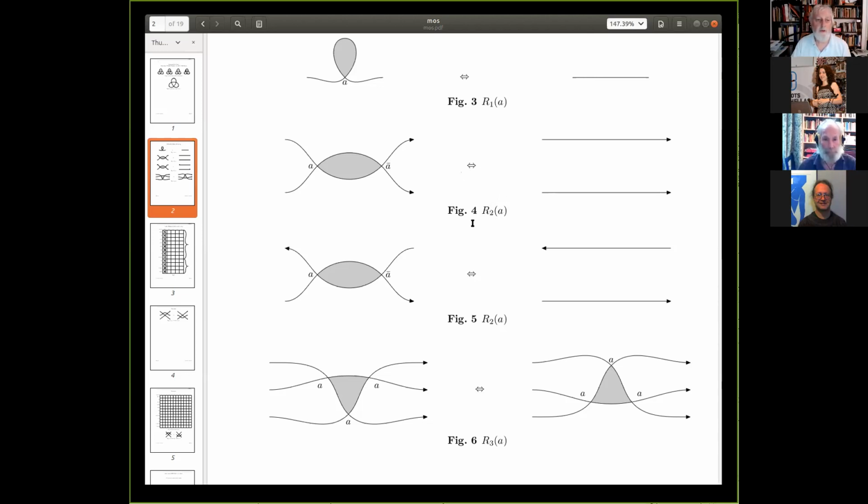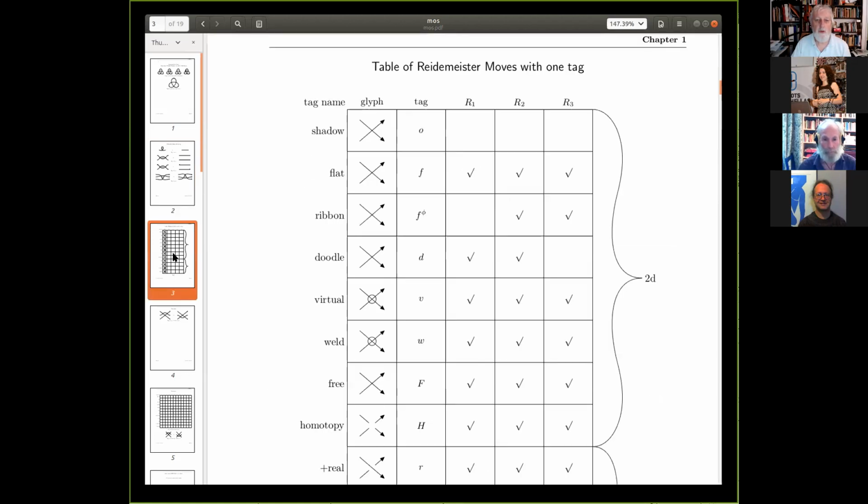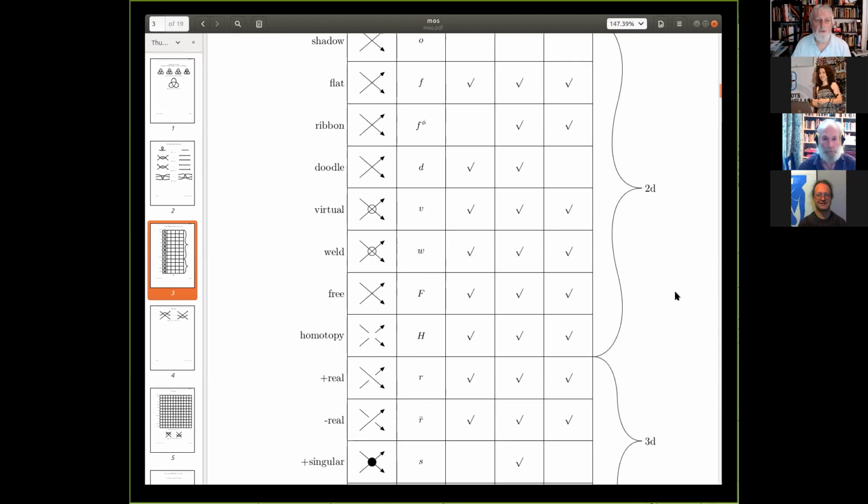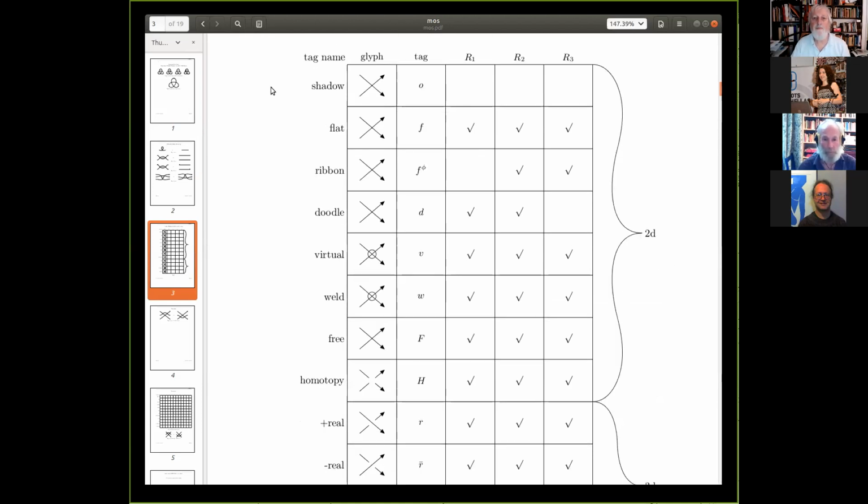So now if we go to this table, there's all sorts of various generalized knots, okay? So there's the shadow, and that doesn't satisfy any of the Reidemeister moves at all because it's dead, right? Can't do anything, it's stuck, right?